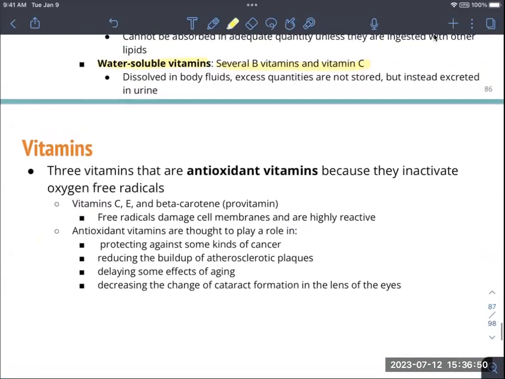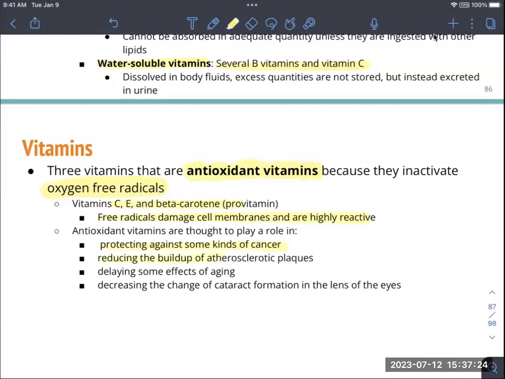So we do have vitamins that act as an antioxidant. They help to get rid of or inactivate oxygen-free radicals, like superoxide. These are C, E, and beta carotene. Free radicals damage cell membranes and are very reactive. So these antioxidant vitamins help to protect against some forms of cancer from these free radicals.